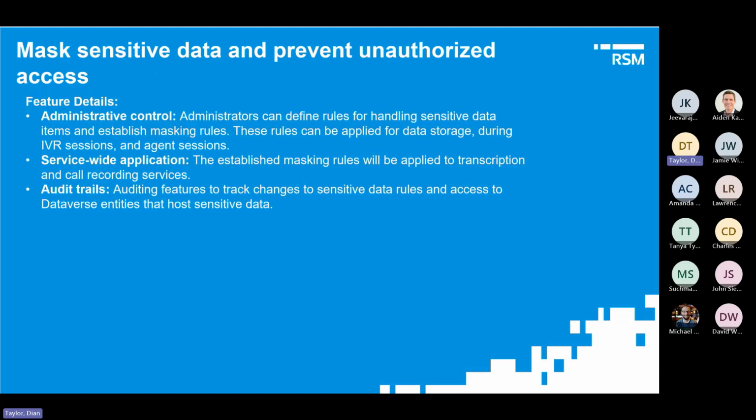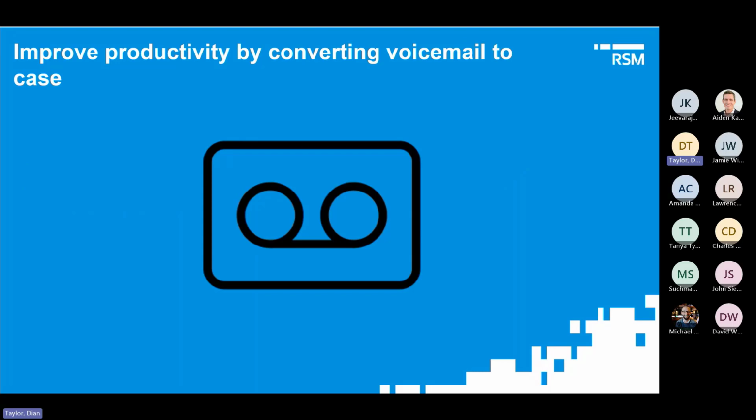And then I don't want to spend too much time on this one either. This is just going to allow you to mark sensitive data and prevent unauthorized access, right? So you can see here some rules that we can set up to handle that sensitive data and some masking rules that we can enable on here as well.